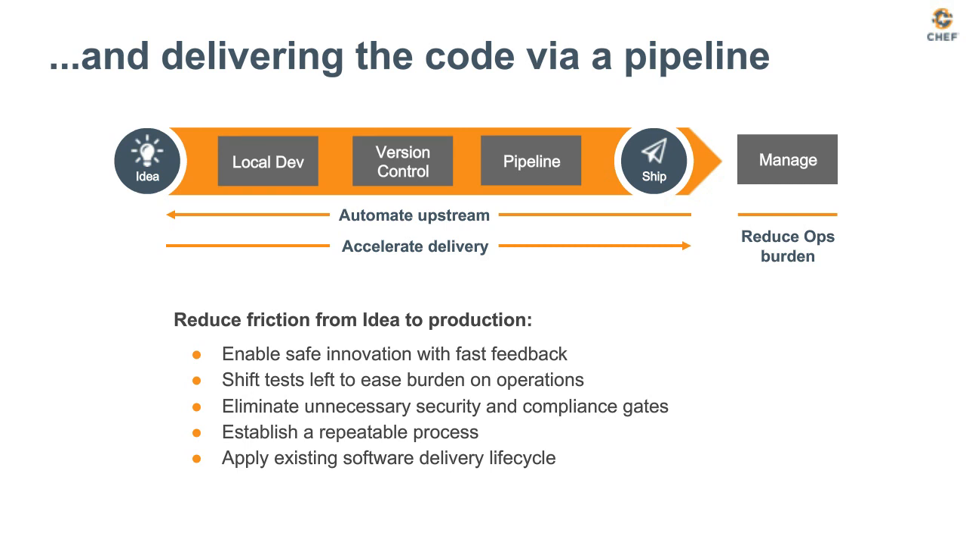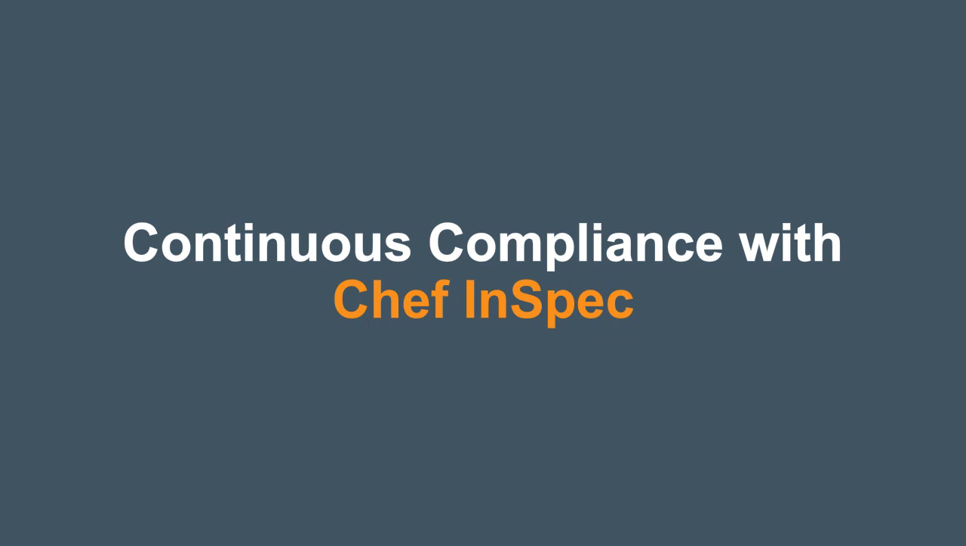You shift all the testing and security elements to the left and ease the burden on the IT teams. You eliminate unnecessary security and compliance gates throughout the process because you're already doing it automatically. You're establishing this repeatable process and delivering that innovation, which we all want to do, a lot faster. In this case, we want to talk to you about how continuous compliance with Chef InSpec is important for that ultimate success in becoming what we call the coded enterprise. So, Jerry, I think this is where I hand it off to your expertise.